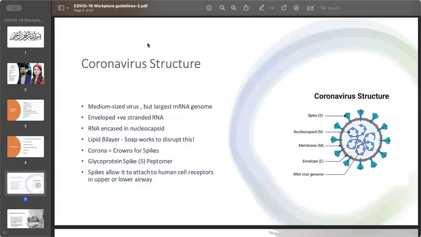Coronavirus structure. Medium size virus but largest mRNA genome. Enveloped positive stranded RNA encased in nucleocapsid. Soap works to disrupt this lipid bilayer. Crowns for spikes. Glycoprotein spikes. Peplomer spikes allow it to attach to human cell receptors in upper and lower airway.